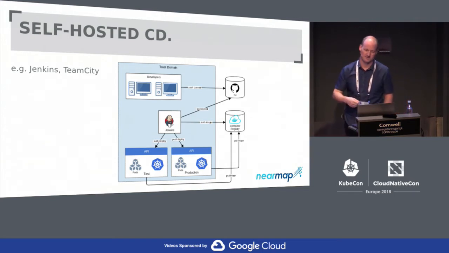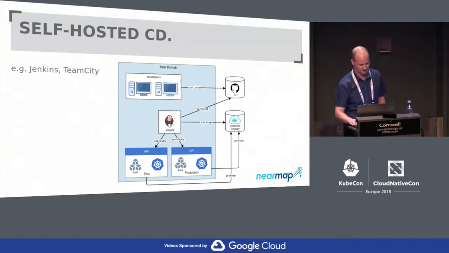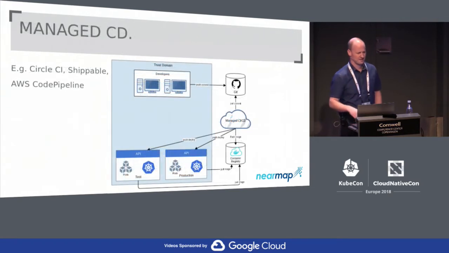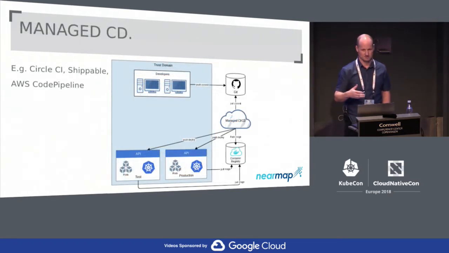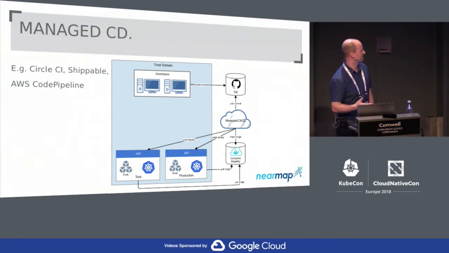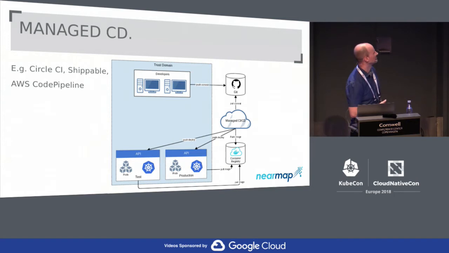So it does the deployment, and then our clusters ultimately pull in the container image and create the pods. But we need to set up a Jenkins server and maintain that. So what we're calling these managed build tools, these seem to be becoming a lot more popular because they're just so easy to get up and running. We use Circle CI, but there are plenty of other really good ones out there.